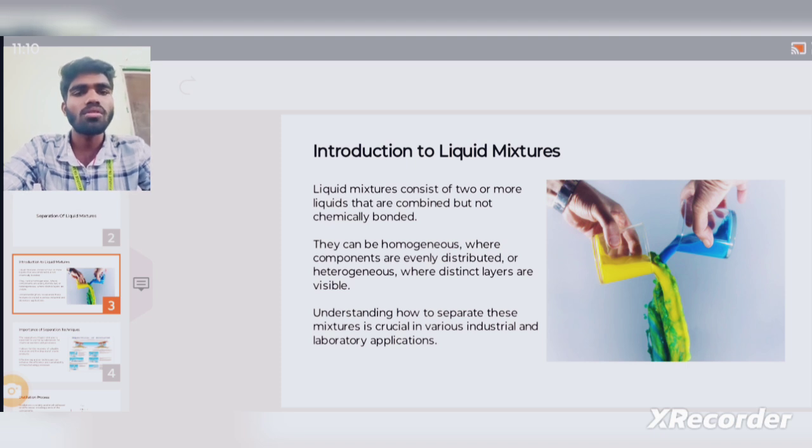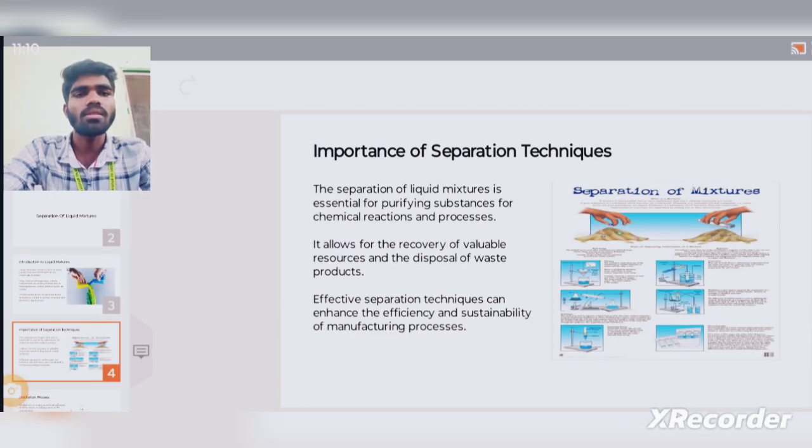Liquid mixtures consist of two or more liquids that are combined but not chemically bonded. They can be homogeneous, where components are evenly distributed, or heterogeneous, where distinct layers are visible. Understanding how to separate these mixtures is crucial in various industrial and laboratory applications.